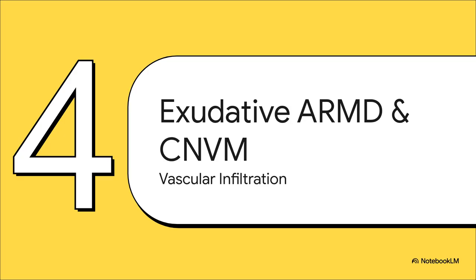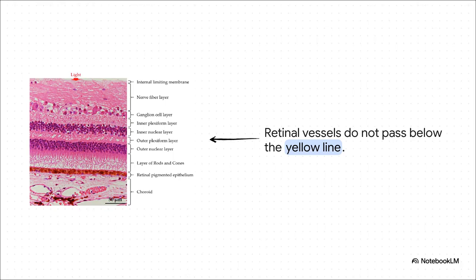We are shifting from the non-exudative structural changes, the drusen, to the really devastating exudative pathology. Before we look at the pathology itself, we have to understand the retinal blood supply. This micrograph shows a completely normal human retina. Do you see that yellow line? That line marks a hard anatomical border.